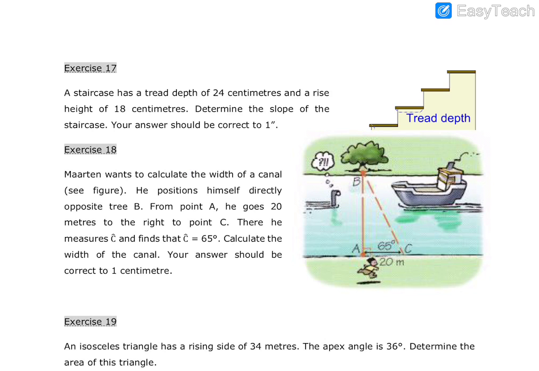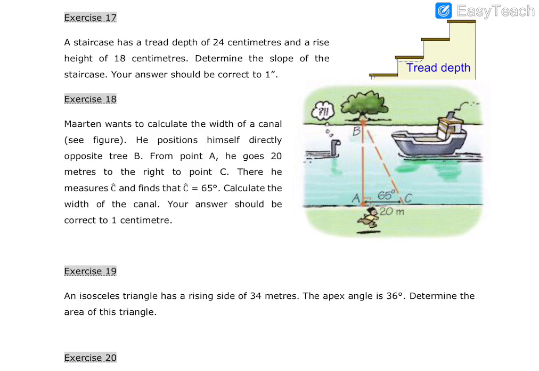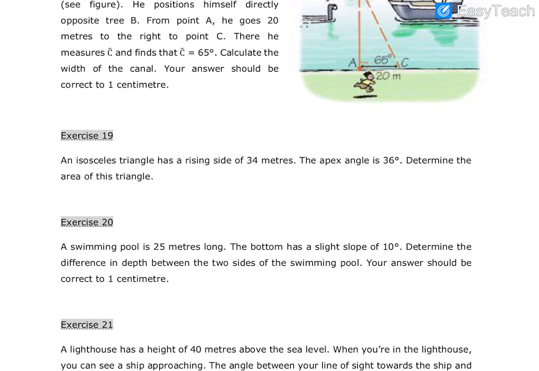So, here we are. In exercise 19, we talk about an isosceles triangle with rising sides of 34. Well, try to solve it like this. Make sure that you understand that this is an isosceles triangle with rising sides of 34 and an apex angle. This is the apex angle, which is 36 degrees.